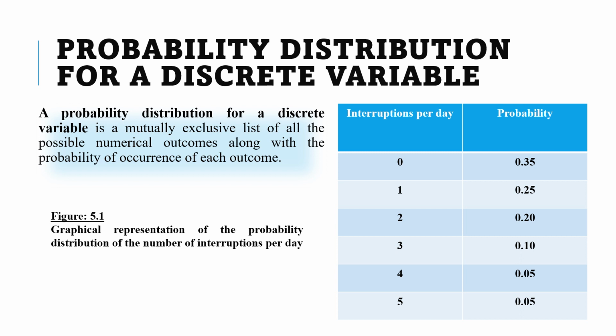Probability distribution for a discrete variable. A probability distribution for a discrete variable is a mutually exclusive list of all the possible numerical outcomes along with the probability of occurrence of each outcome. So here's a graphical representation of a probability distribution of number of interruptions per day. For 0 interruption, probability is 0.35. Remember, probability is always between 0 and 1. It is not less than 0 and it is not greater than 1.